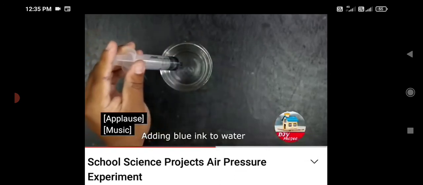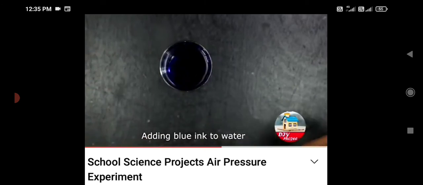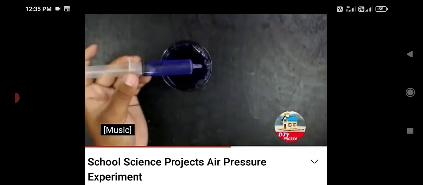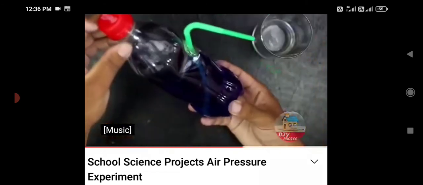Next, he takes one tumbler, a glass tumbler full of water. For the coloring matter, he took some ink and sprayed the ink using a syringe. Then it is very nice. After preparing the liquid in the tumbler, now he is ready to place the bottle near the tumbler. The colored liquid is poured into the bottle and closed.